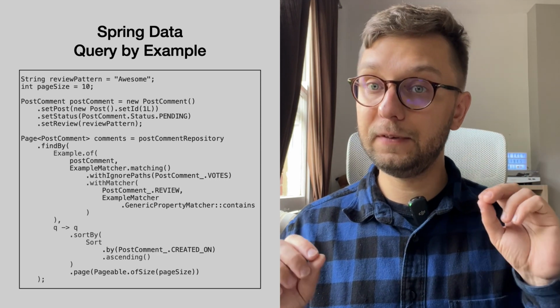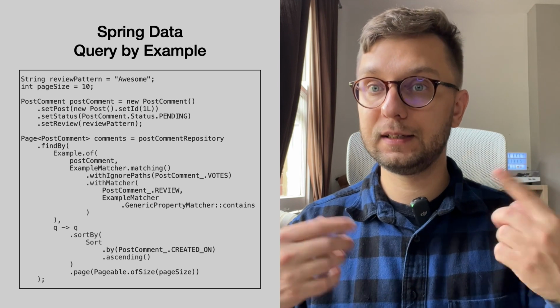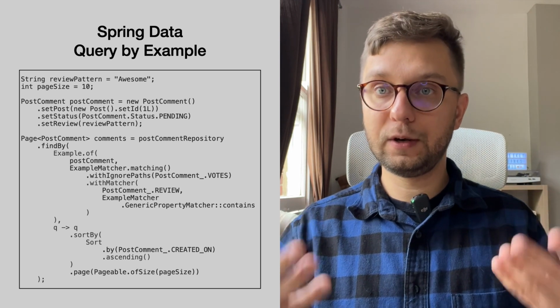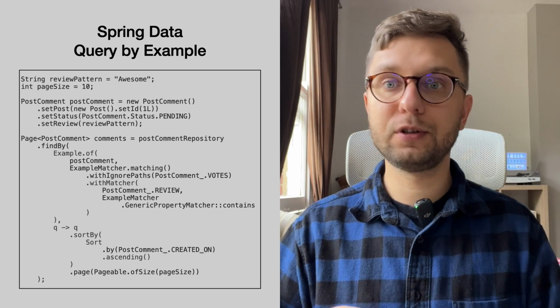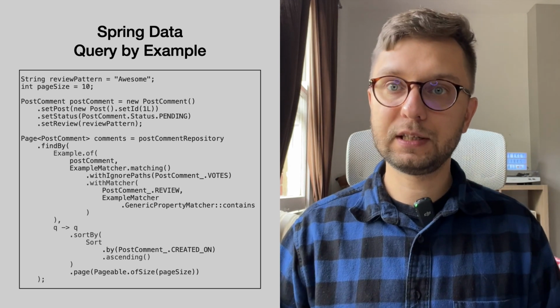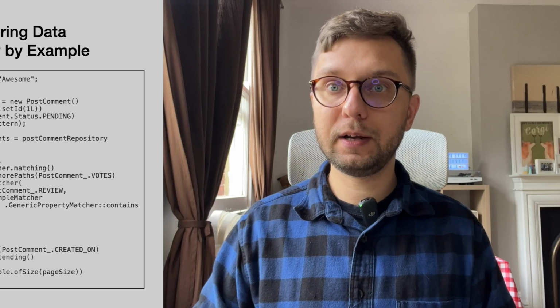For example, in this scenario, a page of comments is extracted. All of the comments belong to the given post, have a given status and have the word awesome in the review. The results are sorted ascending by creation date. Good feature to use, I suppose.